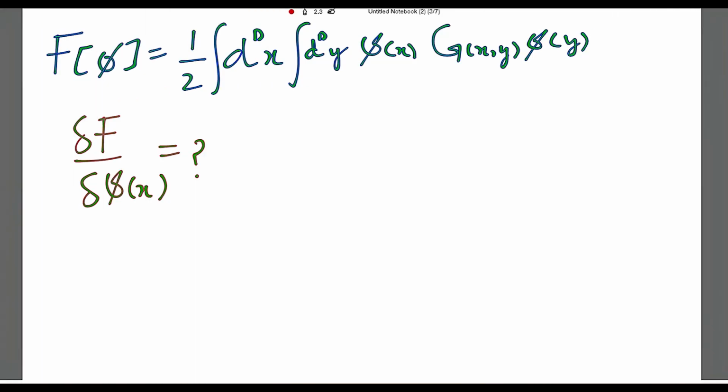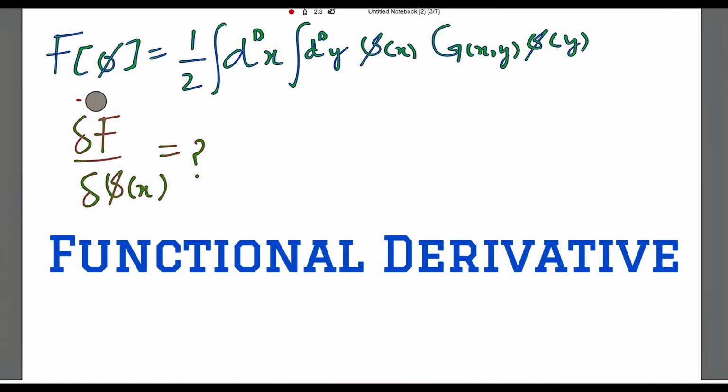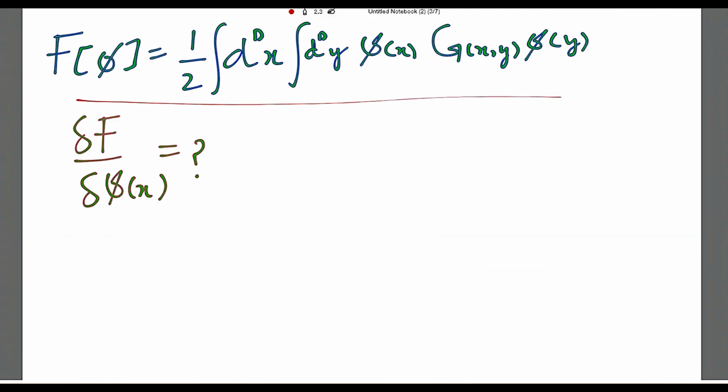In this video we are going to calculate the functional derivative of this functional. As you can see, this is a really interesting example, and we have two different kinds of fields, phi of x and phi of y. We have a Green's function G of xy, and this is a form that appears quite frequently in quantum field theory, so that would be a really fun example to do.